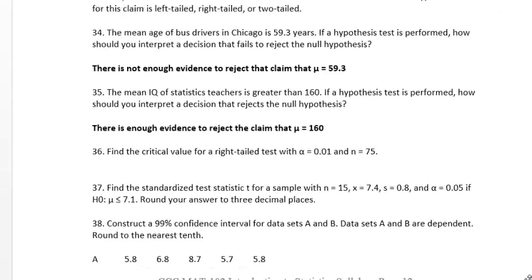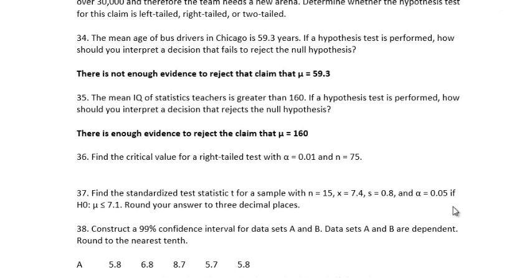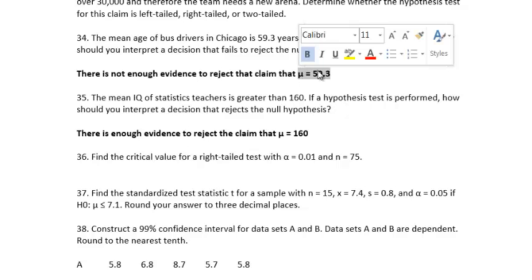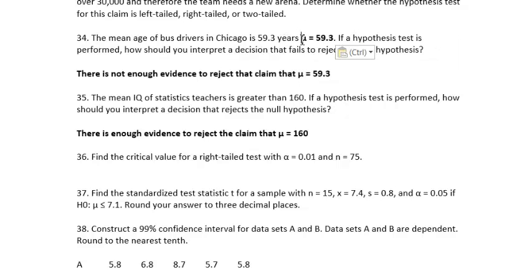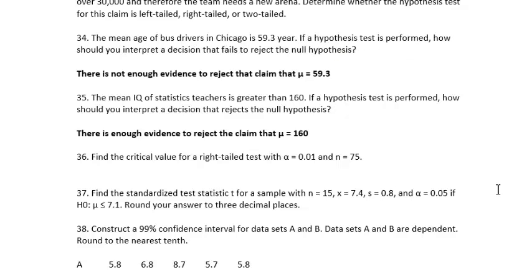And so how would we phrase that over here? Well, 34 says the mean age of bus drivers in Chicago is 59.3, which means our null hypothesis is this. The average is 59.3. That's really all it means. If a hypothesis test is performed, how would I interpret a decision that fails to reject the null hypothesis? Well, I would say something like this: there's not enough evidence to reject the claim that mu is 59.3.